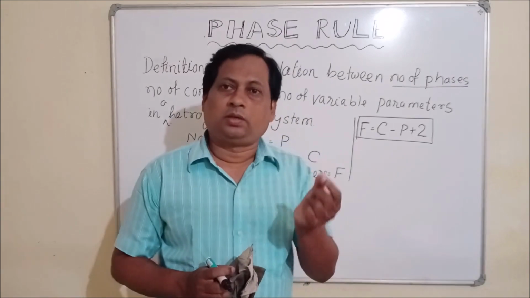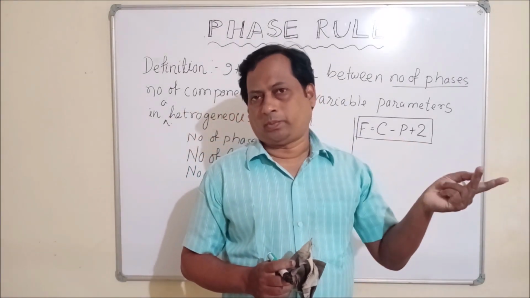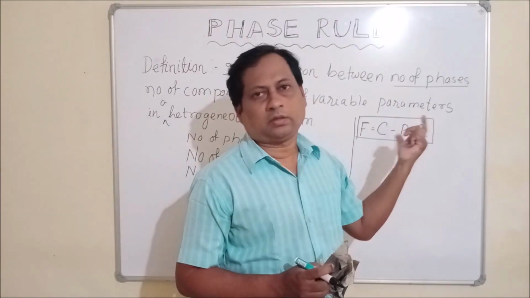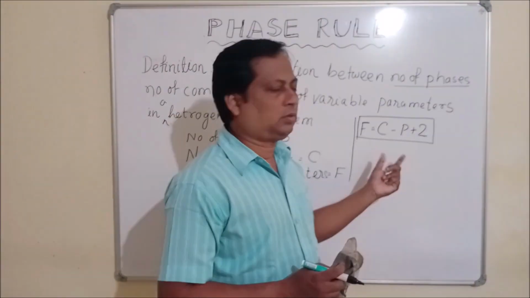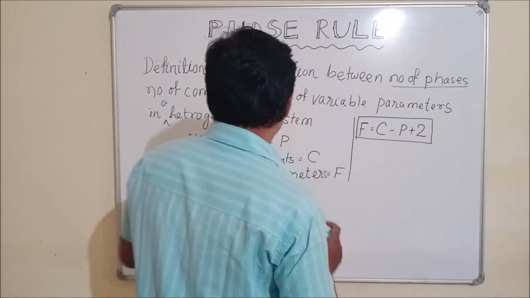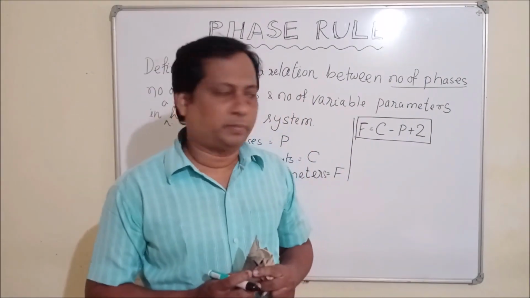So phases, you know, there are three phases: solid phase, liquid phase, and gaseous phase. So what are the number of phases? If you put all these things in this equation, you will get the other things. Okay, if any two is known, then the other thing is known. So this equation is very useful. This was given by Willard Gibbs in 1876.